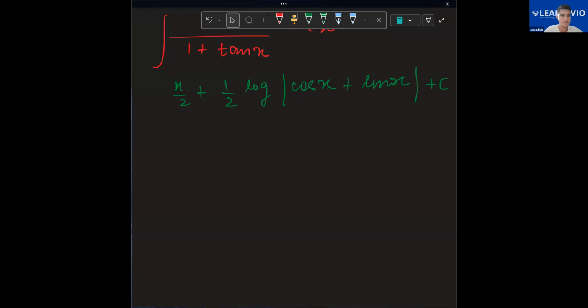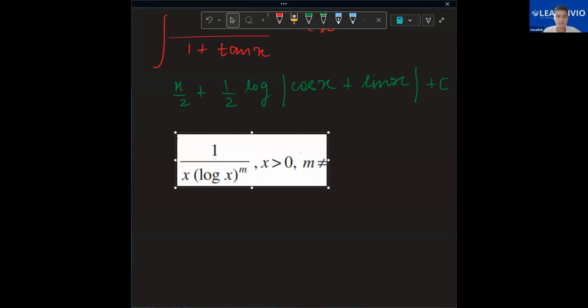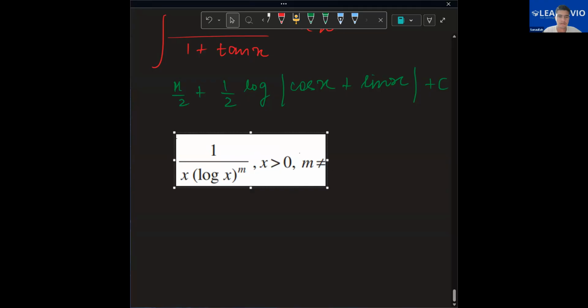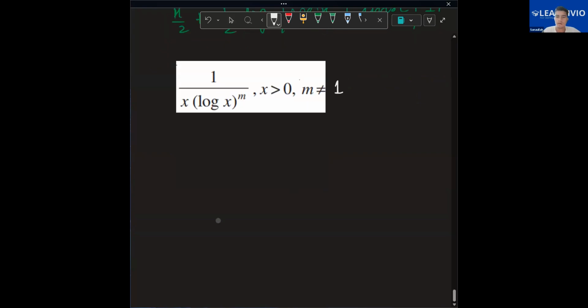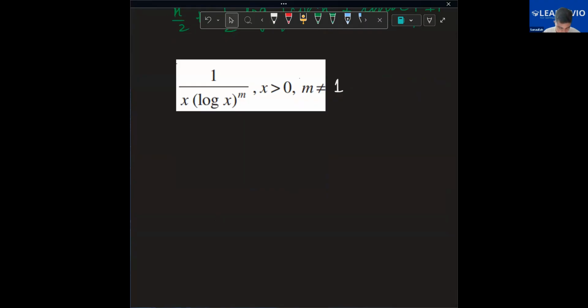Now, the answer to this question. Integrate this. Your m should not be equal to 1. There is nothing special in this, it is easy anyway.